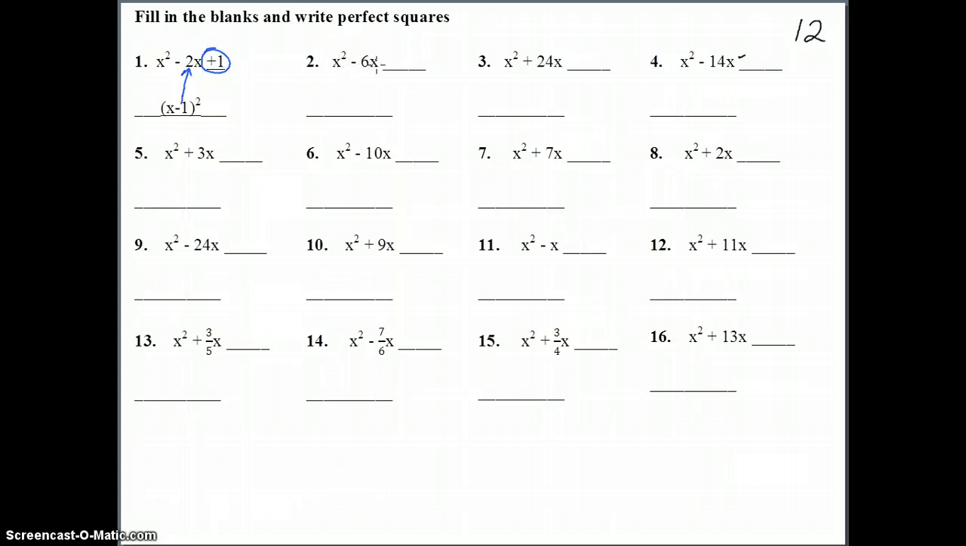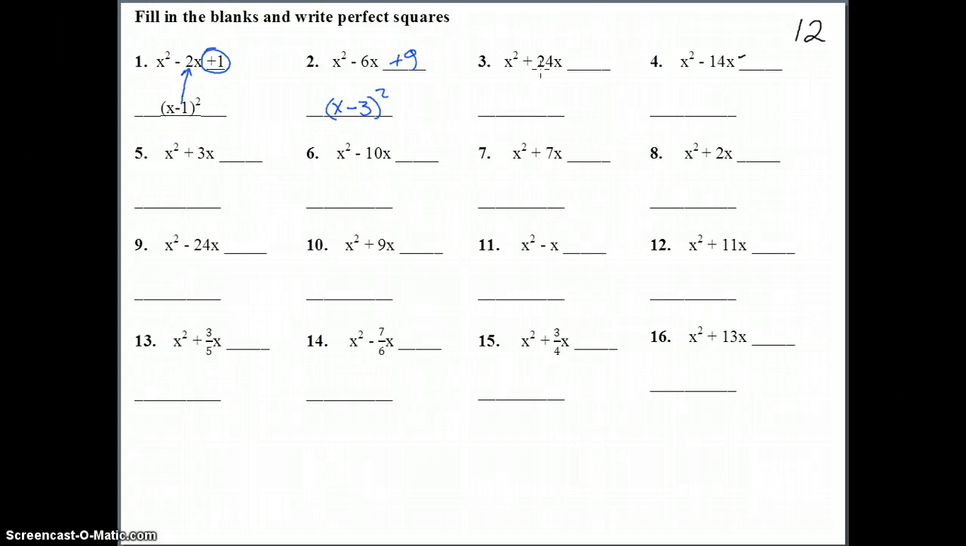x squared minus 6x. We're going to try to make x minus 3 altogether squared, where 6 is double 3. So 3 squared is a 9, so add 9. So if you square this out, you'll get x squared minus 6x plus 9.